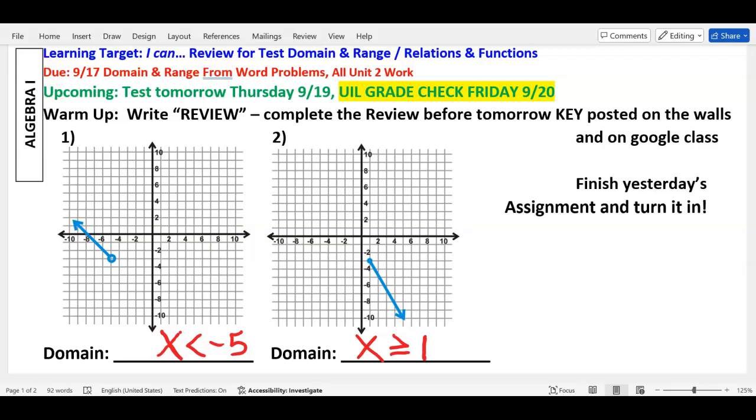I'm going to let you work on the review. And if you need to, yesterday's assignment, and turn that in, okay? But the review you can keep, study it, bring it tomorrow. Test tomorrow, right? Okay, I'm going to let y'all work.